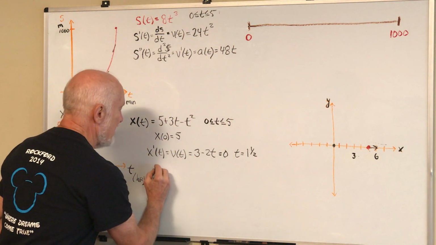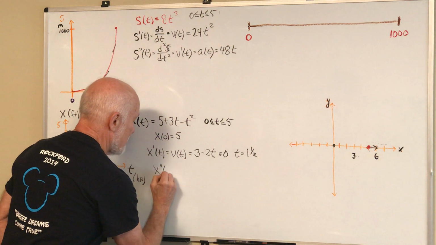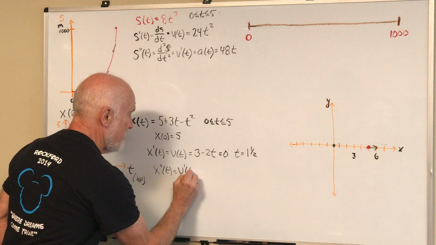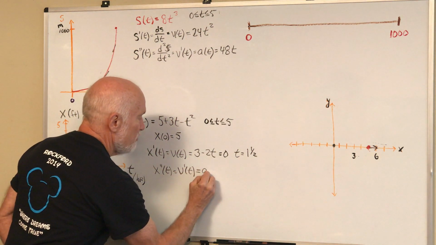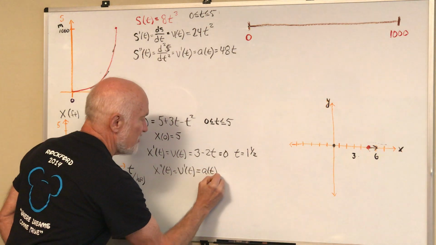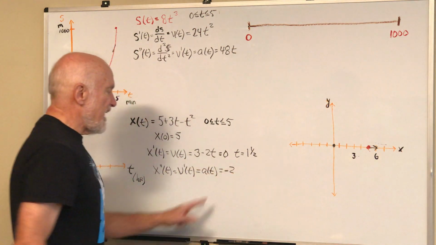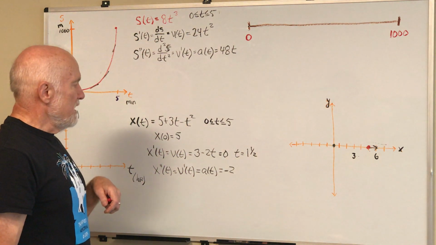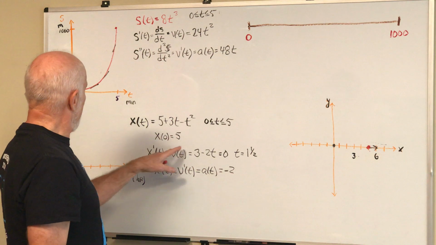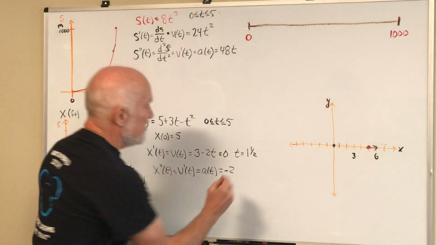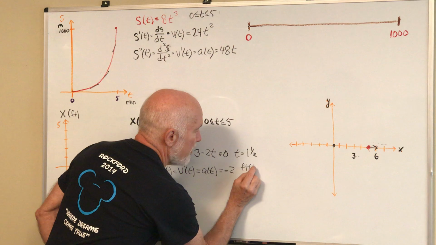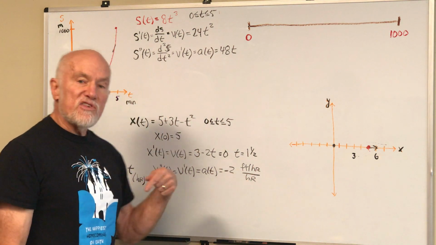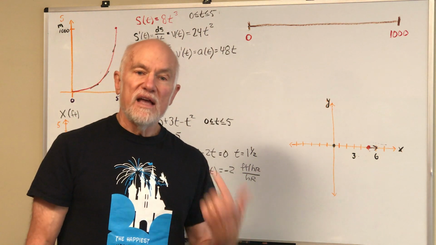In fact, if you look at the second derivative of the position, or the first derivative of the velocity, which now we know could be called the acceleration, it's just a constant. The derivative of this is negative 2. This is going to be in feet per hour, which says it's decreasing by 2 feet per hour every hour.